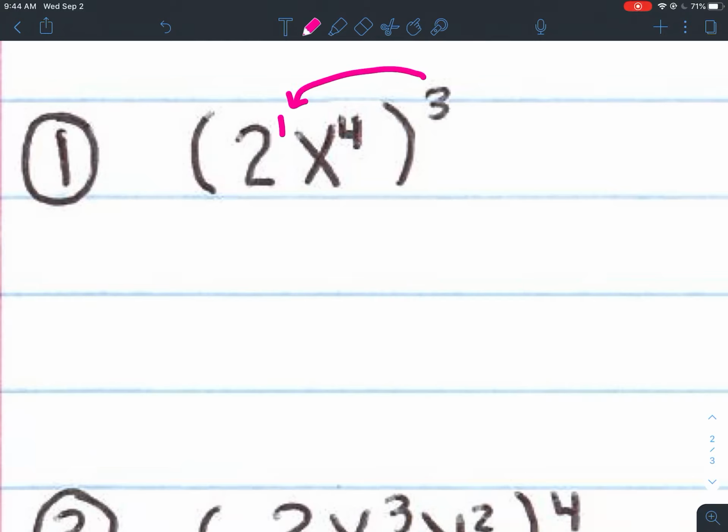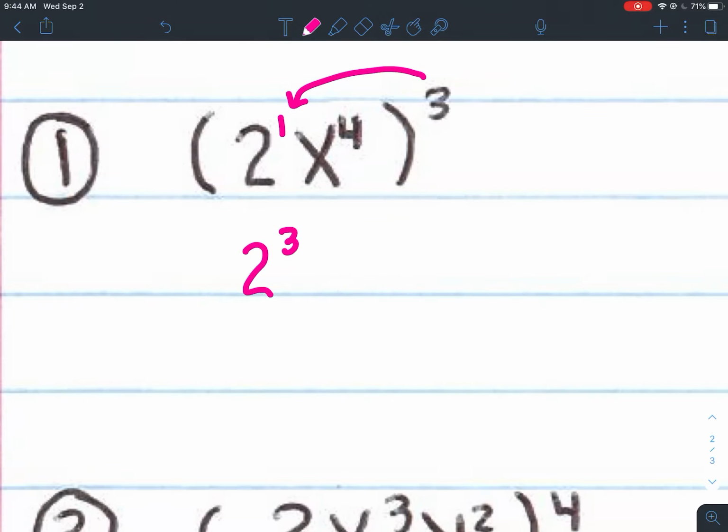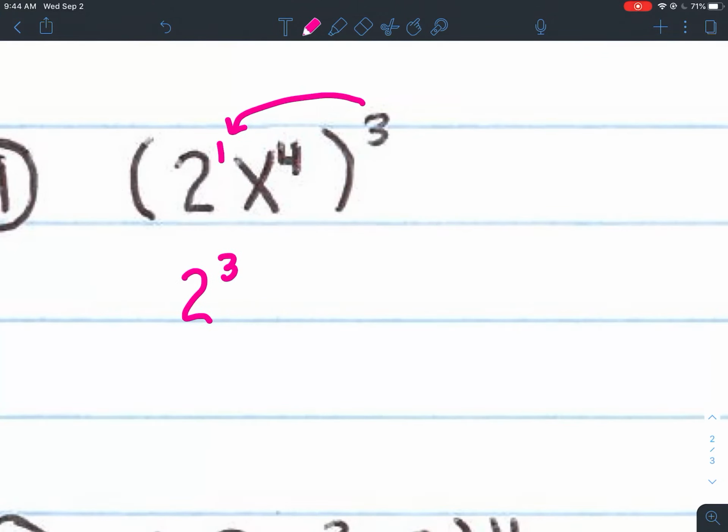So when I distribute here, it's going to be 2 to the 3rd power, 2 to the 3rd, okay? The most common mistake is people do 2 times 3 and then they get 6. 2 to the third is not 2 times 3. It's not 6. Okay, now how did I get 2 to the third?